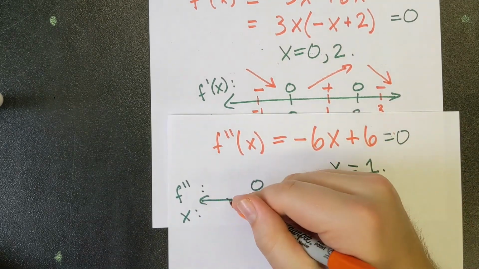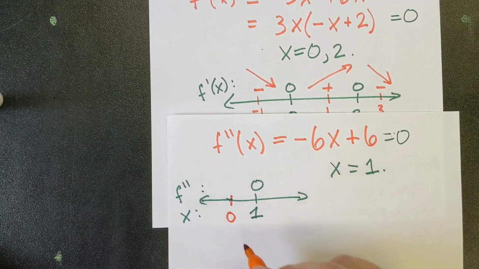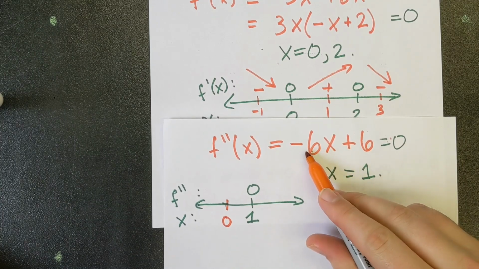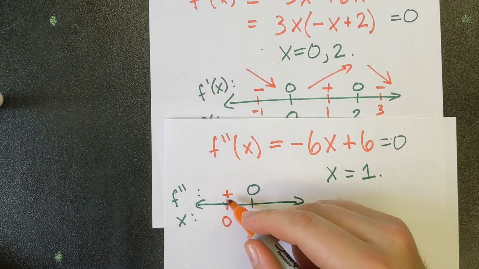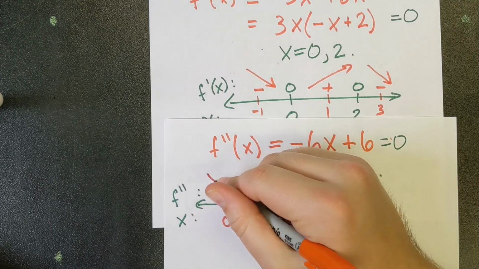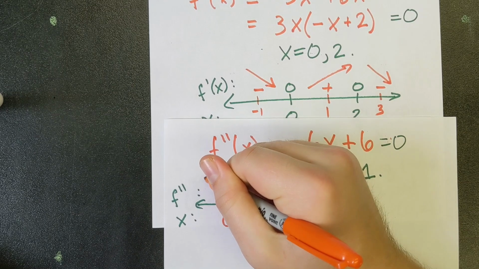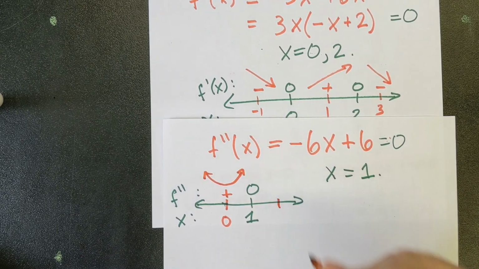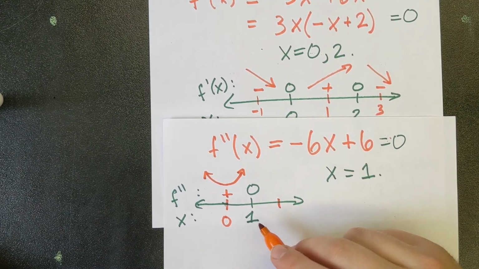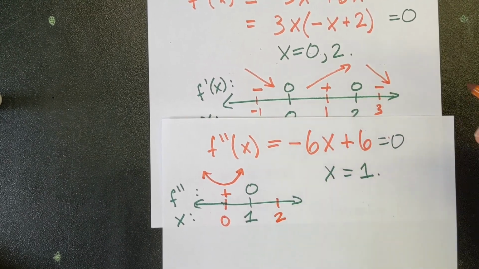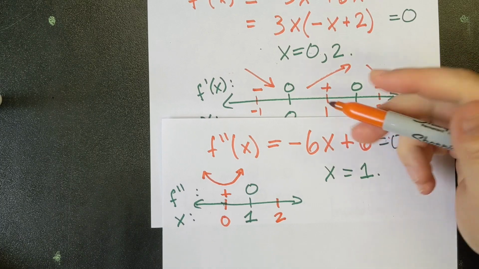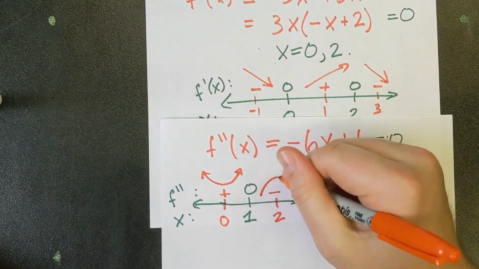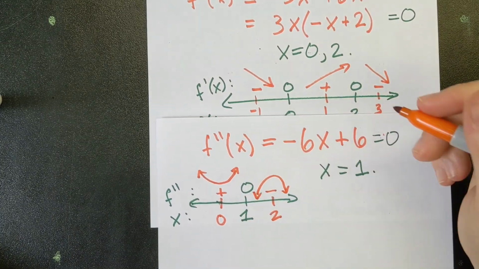If you test something smaller than 1, like 0, you get 0 plus 6, that's a positive number. Positive second derivative means that you're concave up. If, however, you test a value bigger than 1, like 2, then you get negative 12 plus 6, which is a negative number, so it's concave down.